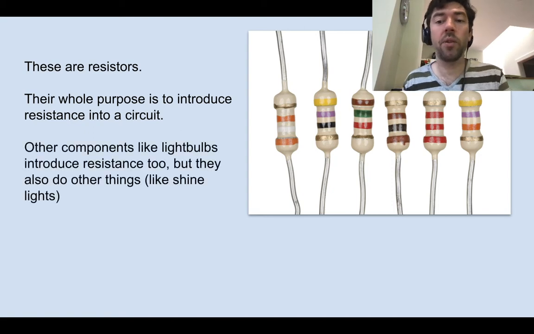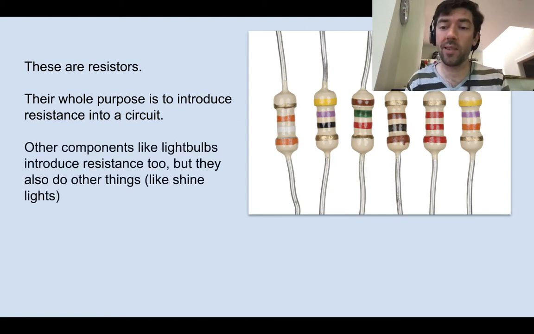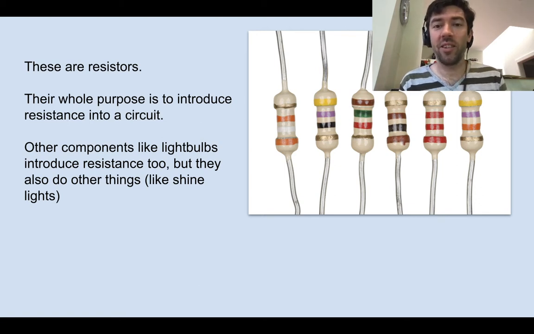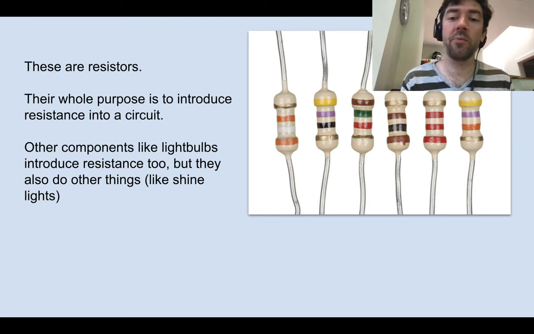Now, lots of components of electrical circuits introduce resistance. Light bulbs introduce resistance. When you built the circuit with the dog and the paperclip, dogs and paperclips probably have resistance too, but that's not their main purpose. A resistor is the component whose main and only purpose is to introduce resistance.